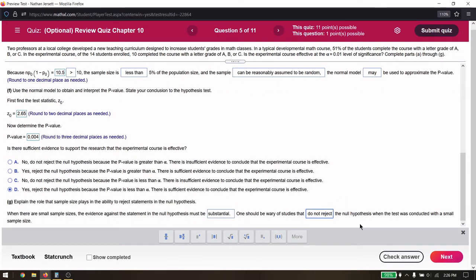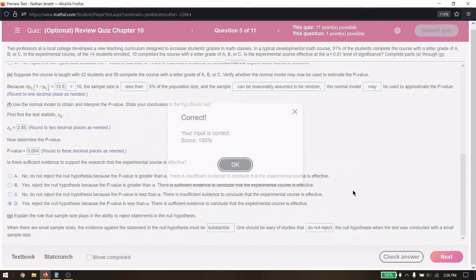The only way you would really be able to reject it is if you had a lot of evidence, and that's the reason why it says you should be wary of those that don't reject, because maybe they're making up evidence for their case. All right, let's check it. And that's all correct. Very good.